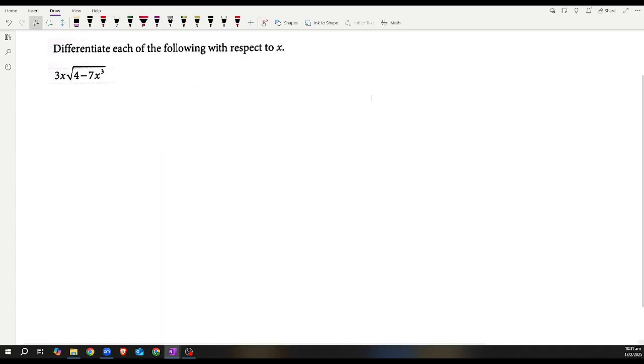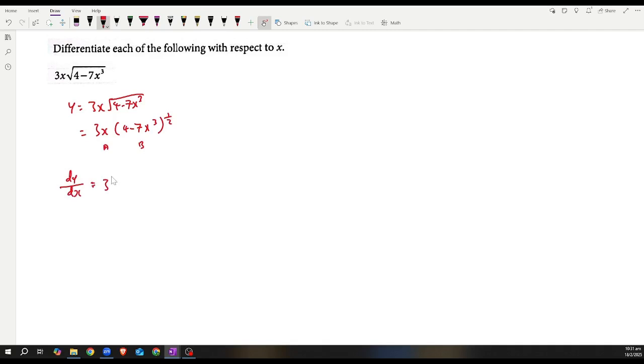Okay, so let's apply that to the question here. We have y equals 3x times the square root of (4 minus 7x cubed). Let's change the square root to index form. So we have (4 minus 7x cubed) to the power of half. This is our A term, this is our B term, right? So when we differentiate y with respect to x, we will get the differential of A, which is 3, times B, which is just (4 minus 7x cubed) to the power of half. And then we add this to the differential of B.